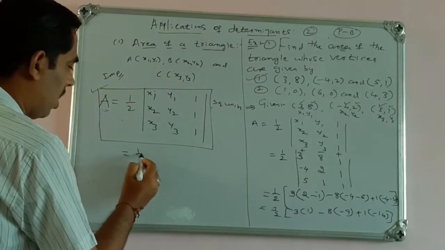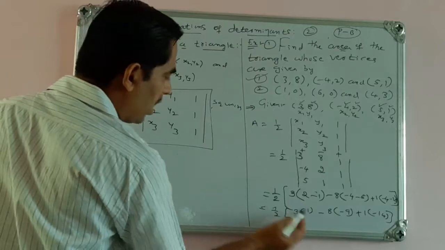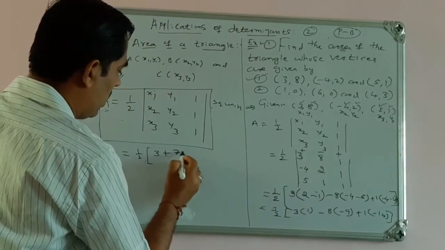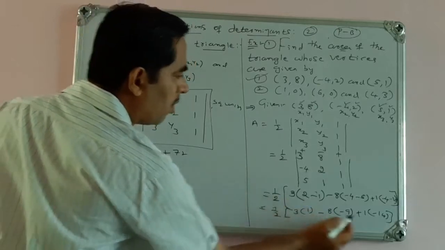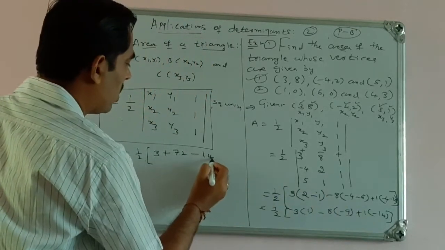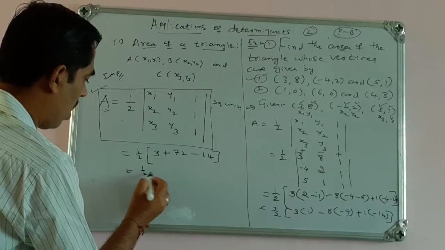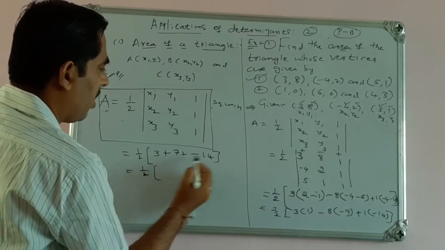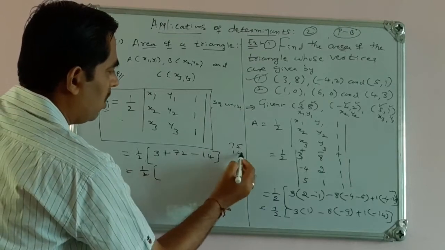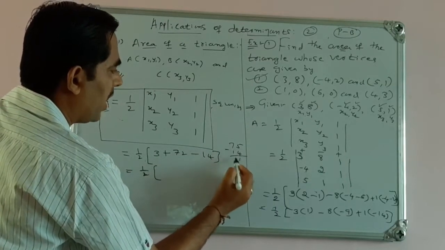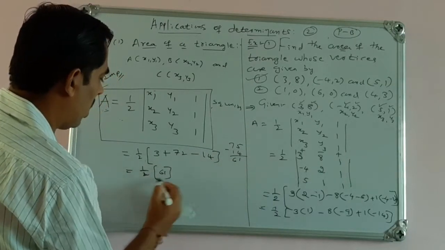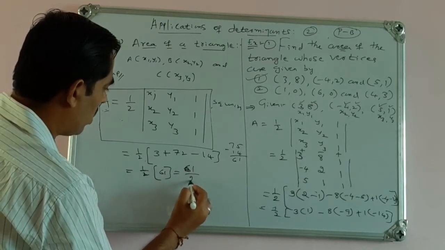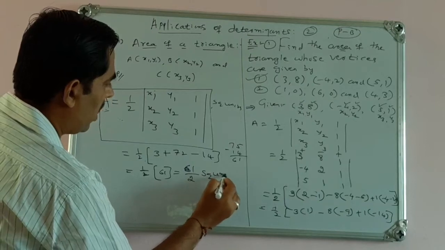So I will write here, half into, so 3 into 1, that is 3. Here minus into minus plus 8 into 9, that is 72. Then plus into minus, minus 14 into 1, 14. So half times, this is 75. So 75 minus 14. So we have to subtract here. So we'll get 61. So this will be 61 divided by 2 square units.